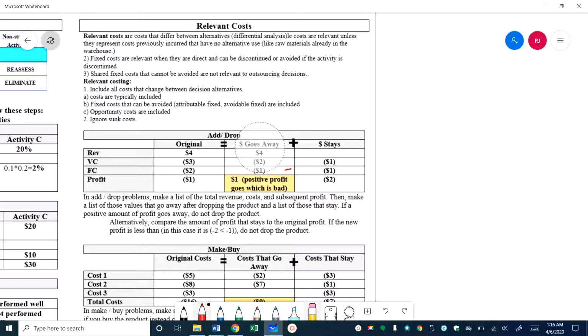So in these problems, I always say just look for the goes away pile. And if the profit is positive, then you do not want to drop it, because you don't want to drop a positive profit. Or another way to think about it is to look at the stays pile and see what amount of profit will stay. In this case, you'll keep negative $2 in profit, which is even less than the negative $1 in profit you originally were making. Therefore, in this example, you do not want to drop the product.